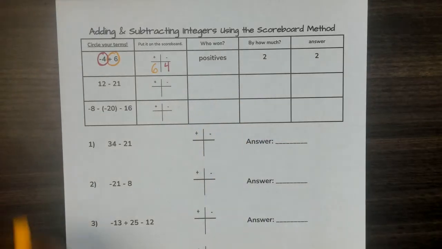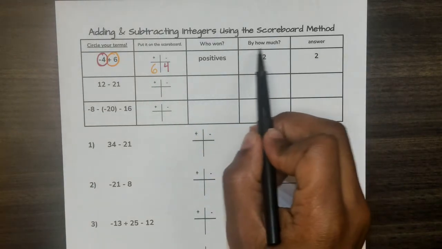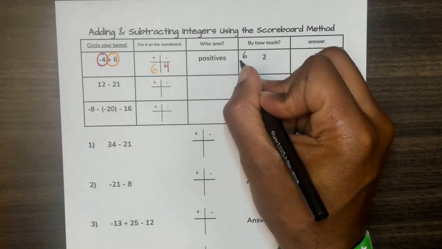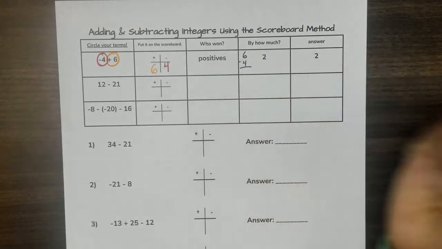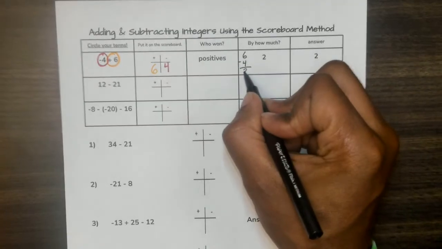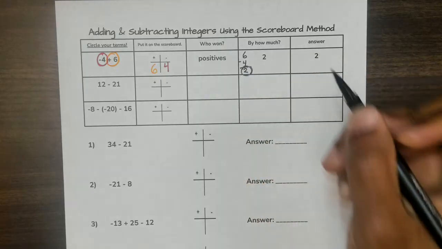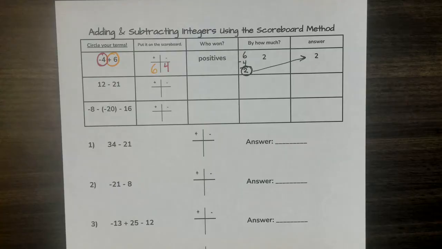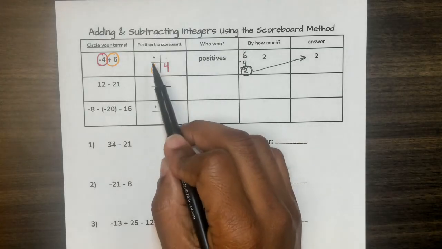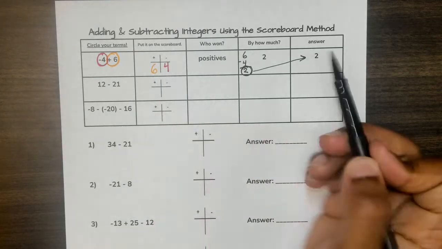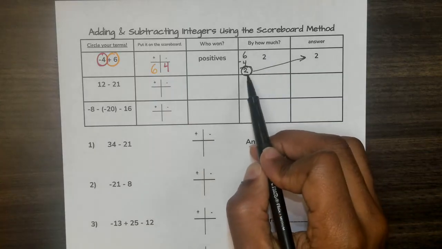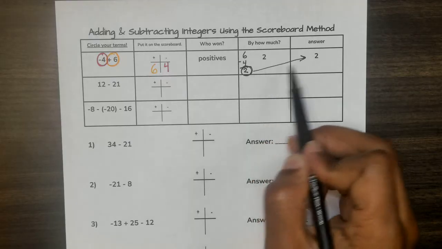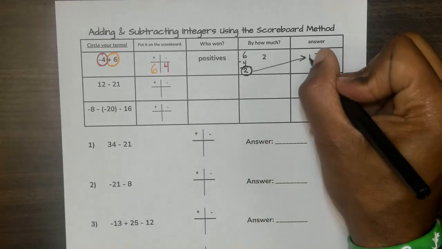Now we have to find out how much they won by, and we can do some simple math here. We can do 6 minus 4 to find out how many points they won by, and we know that is 2. So they won by 2 points, and that is how we get our answer. So who won? Positives. Why? Because they have more points than the negative team. How much did they win by? They won by 2 points because the difference in the two scores is 2. So our answer is a +2.